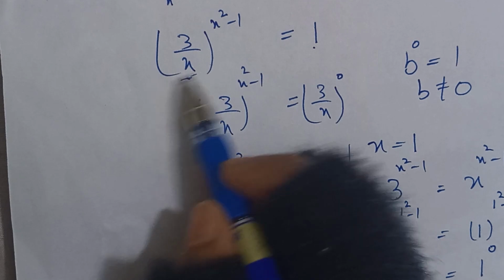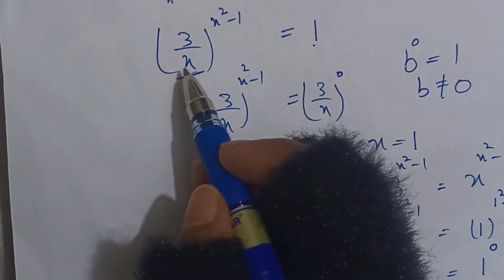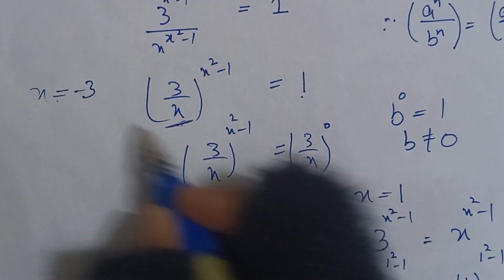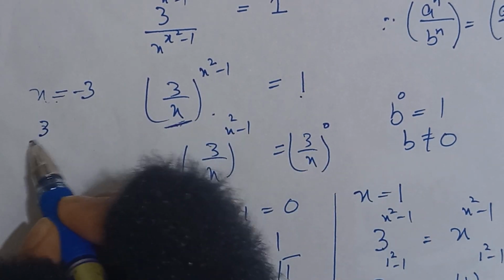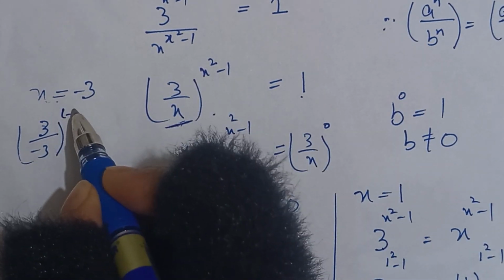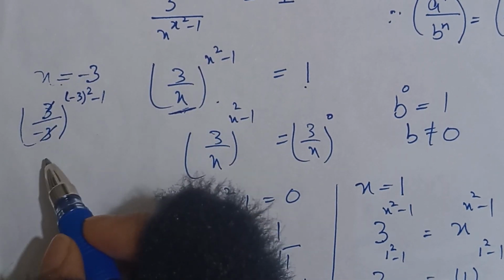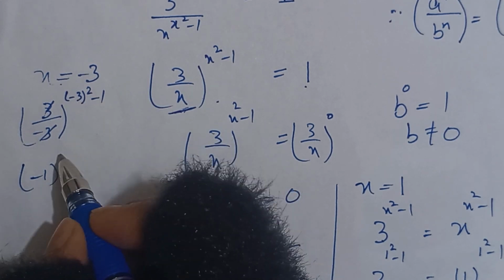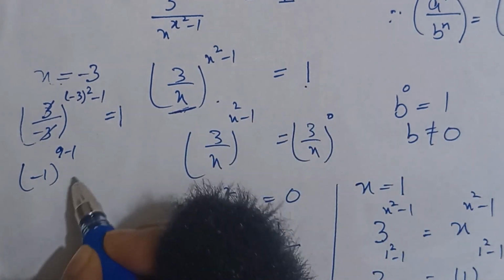Now look at this. What happens if the base is minus 1? If the base is minus 1, this implies x is equal to minus 3. So we substitute x is equal to minus 3 in this equation. So this will become 3 over minus 3 raised to the power minus 3 raised to the power 2 minus 1. So this 3 and 3 will cancel. We just get minus 1. And minus 3 raised to the power 2 is equal to 9, minus 1. And the right hand side is 1.